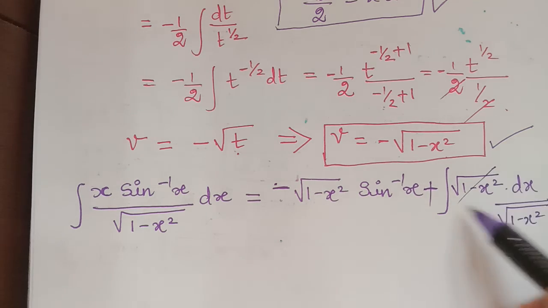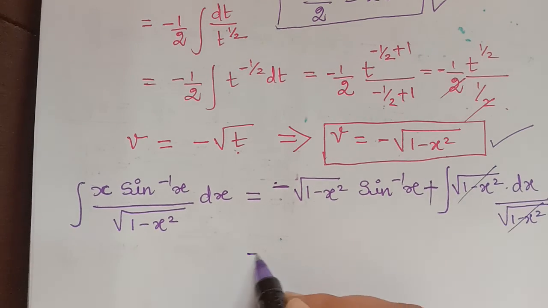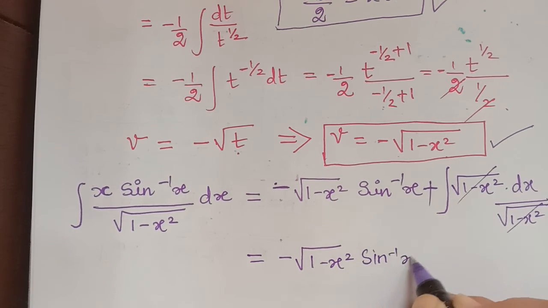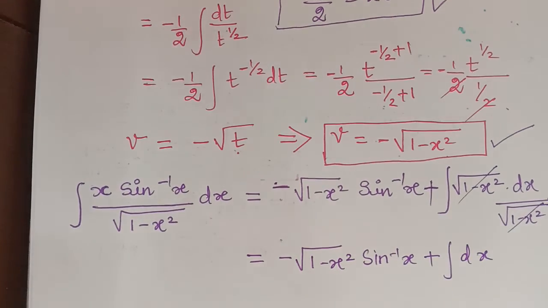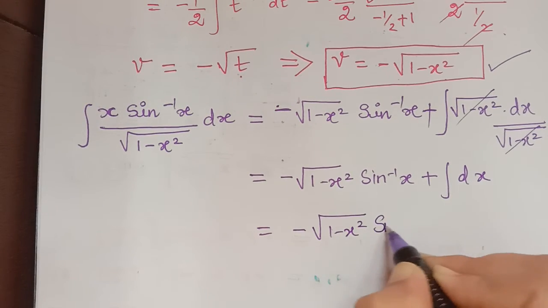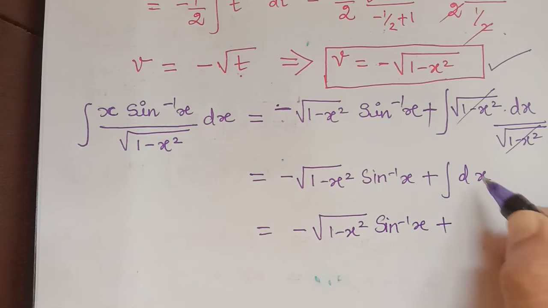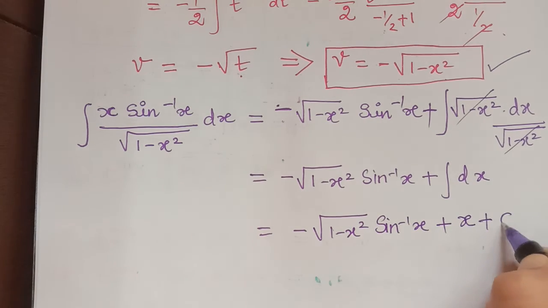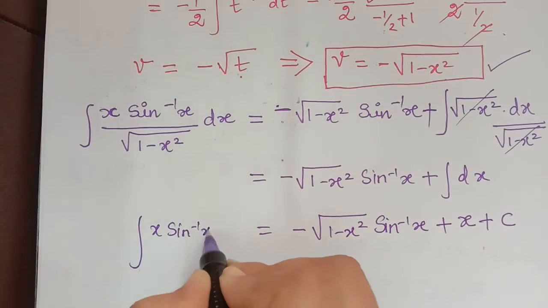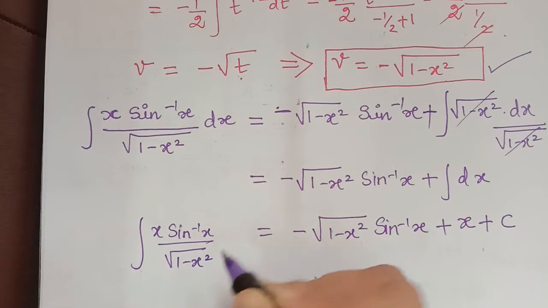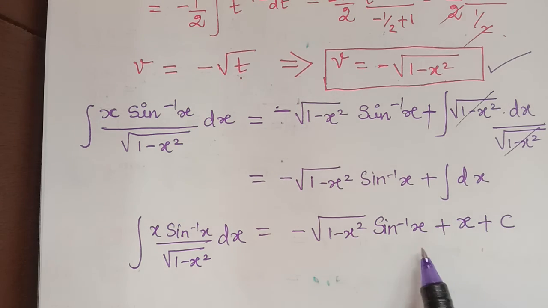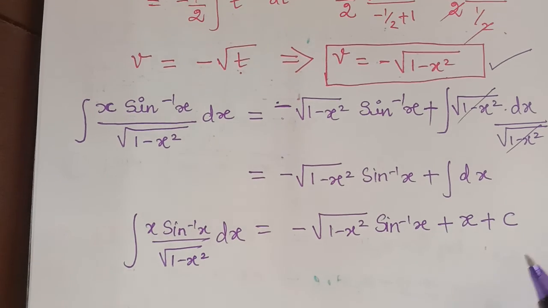After this we observe that these two terms get cancelled, and this is equal to minus square root of 1 minus x squared sine inverse of x plus integral dx. And further this will be equal to minus square root of 1 minus x square sine inverse of x plus, the integral of dx is x, plus c. So this is the answer. Therefore integral x sine inverse of x divided by square root of 1 minus x square dx we have obtained to be minus square root of 1 minus x square sine inverse of x plus c. So this is the answer.